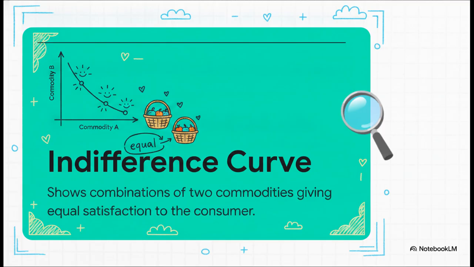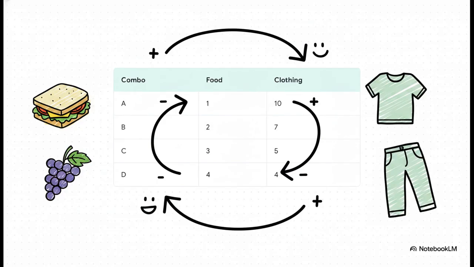Imagine you're walking along this curve. Every single point you step on gives you the exact same amount of total happiness or utility, even though the actual mix of items in your basket is constantly changing. Let's look at some raw data to see how this works in practice.